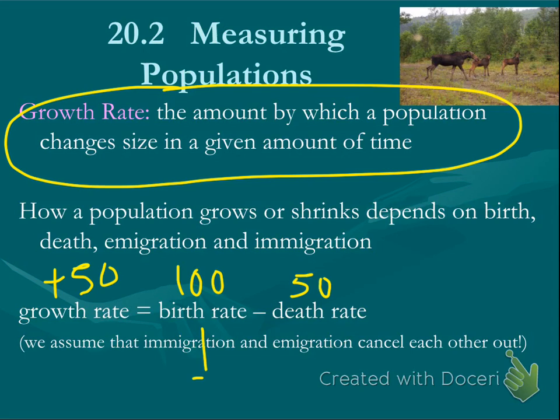What if we have 50 births and 100 deaths? Negative. We end up with a negative growth rate. We have a shrinking population. And we'll look more at populations that have positive and negative growth rates in the next couple of days.